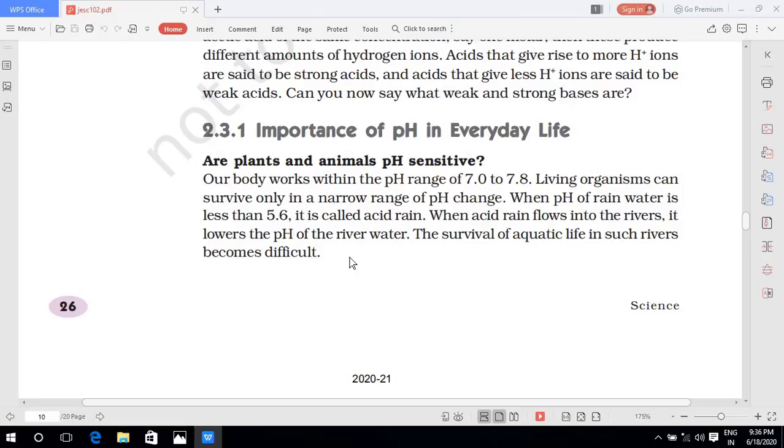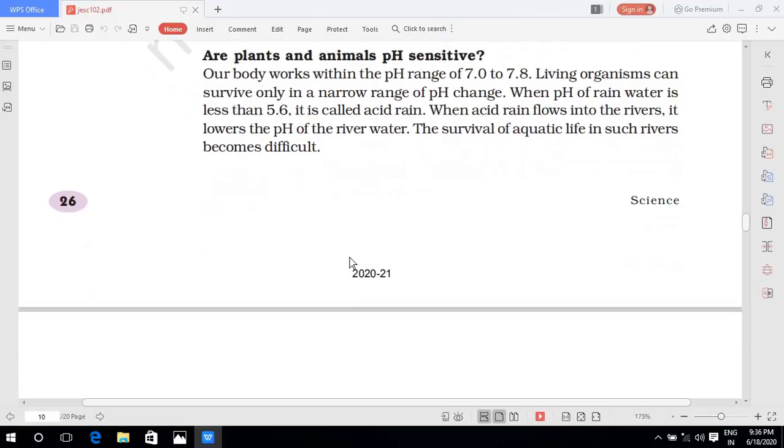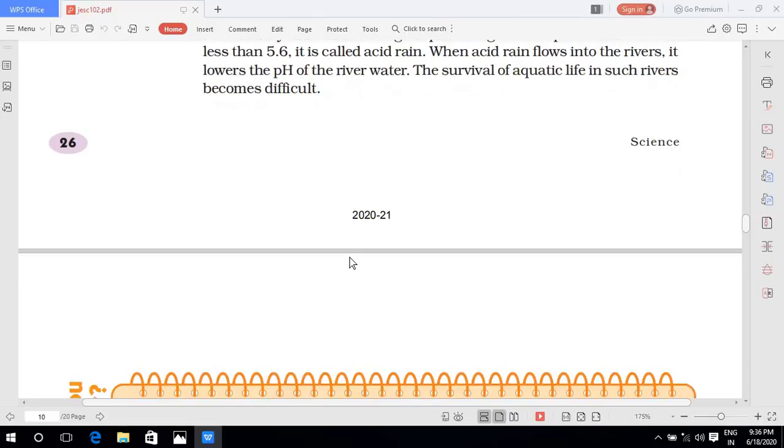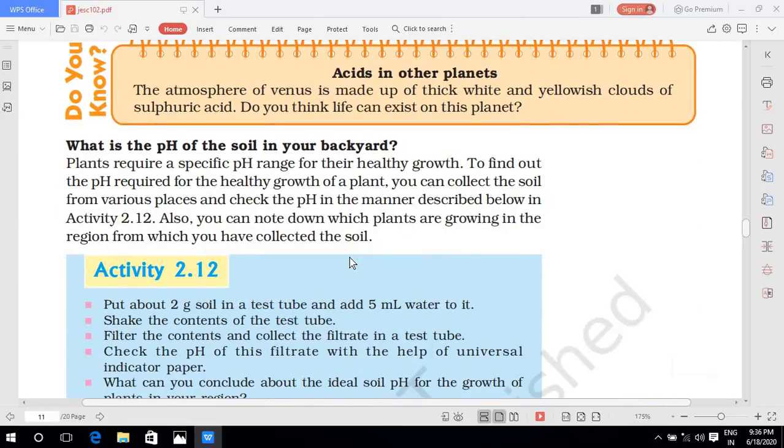If the rainwater is less than 5.6, then we call it acid rain. Now acid rain is very harmful because it damages the vegetation. It's not good for the plant leaves, it spoils the plant life. So that's why acid rain is not good. Now the more air pollution we have, the more likely it will form acid rain.